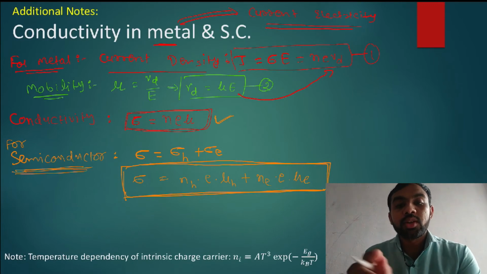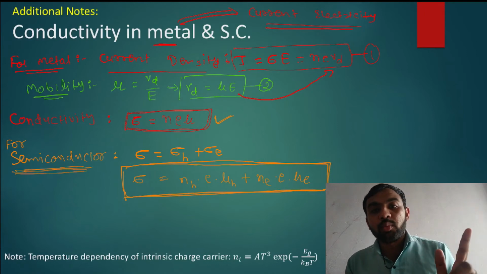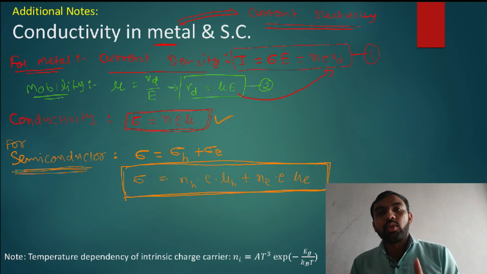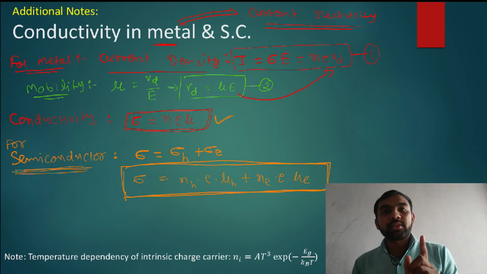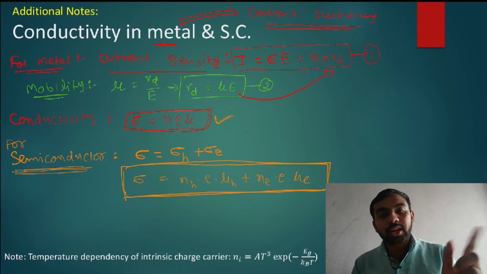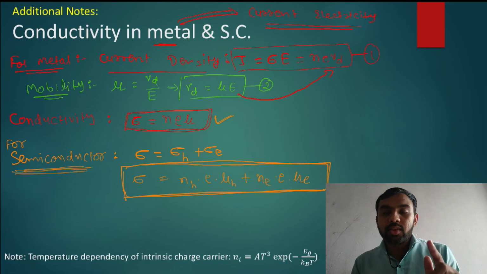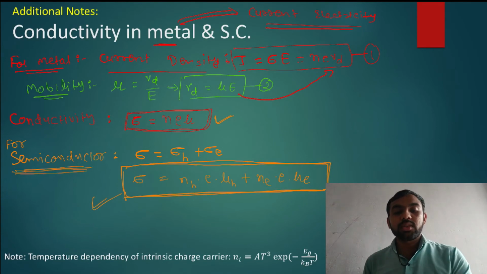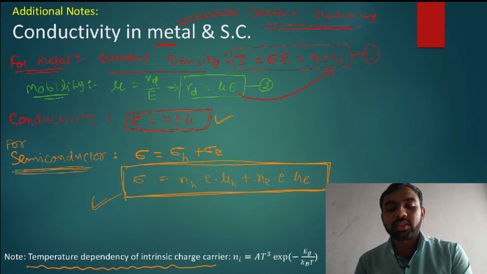Note this theory in your books properly: conductivity in case of metal and conductivity in case of semiconductor. In case of metal, only electrons are considered as a charge carrier, but in case of semiconductor, holes and electrons both are considered as charge carriers. So total conductivity in a semiconductor is given as sigma h plus sigma e, and this is the equation. On another note, you must note the temperature dependency of the intrinsic charge carrier.